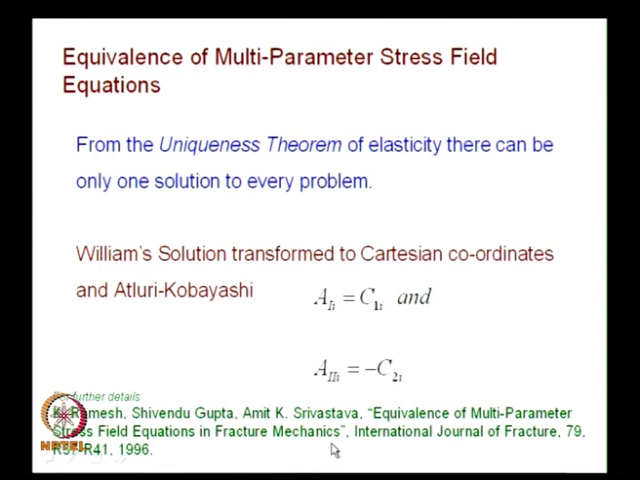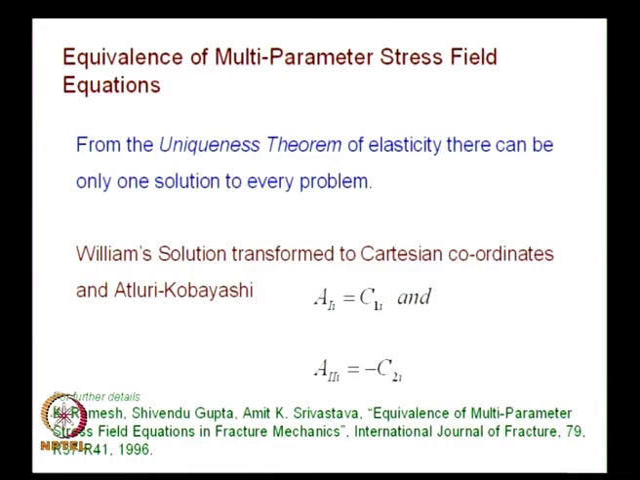Now, this is a logical step forward, because when you have multiple solution for a same problem, they have to be identical. If they are not identical, then you have to go back and check your mathematics and see whether there have been any mistakes in the development of the solution. And this again gives us a confidence that we are proceeding in the right direction as far as crack problems are concerned. Now, you have seen what is the kind of interrelationship for the At-Laurie-Kobayashi and Williams solution.